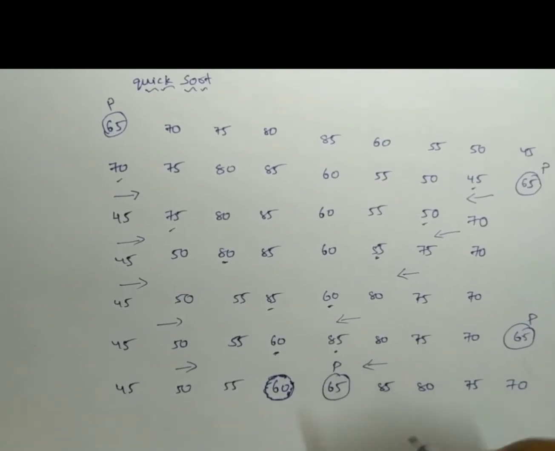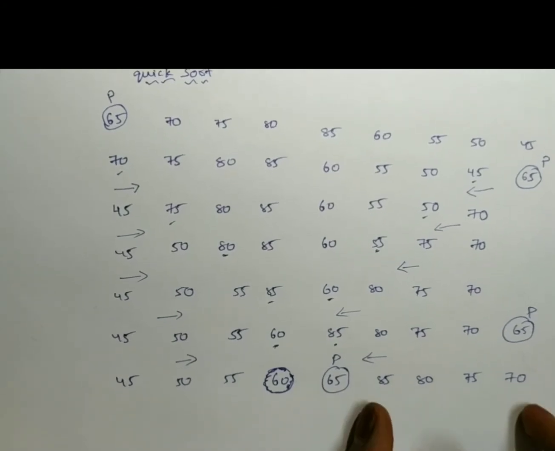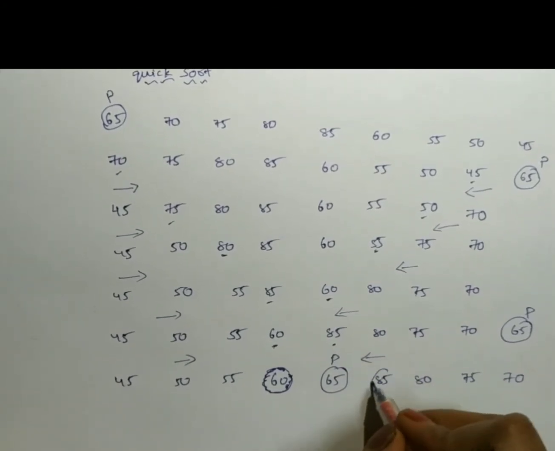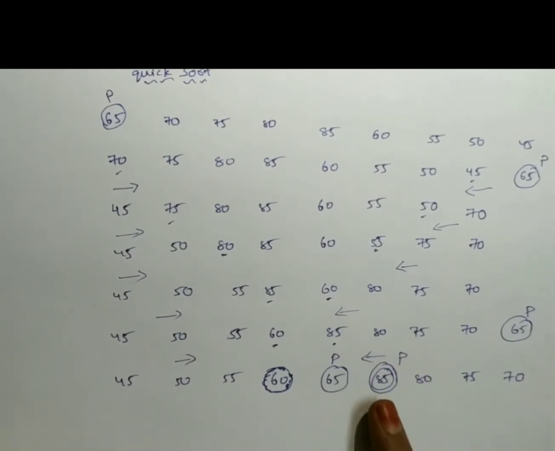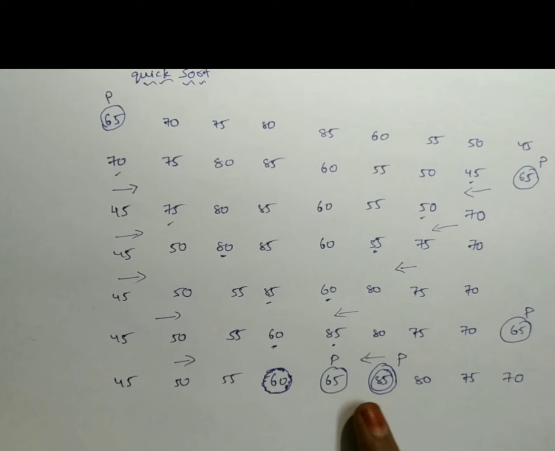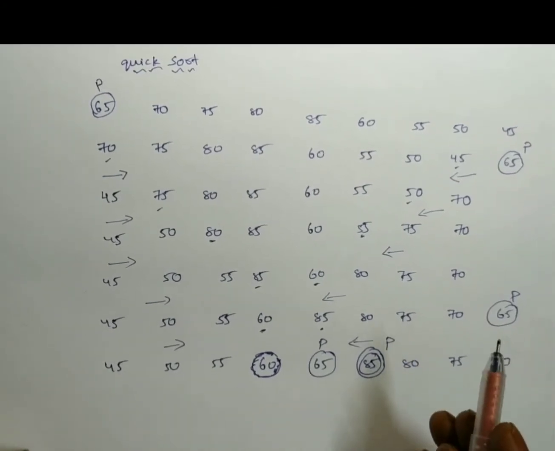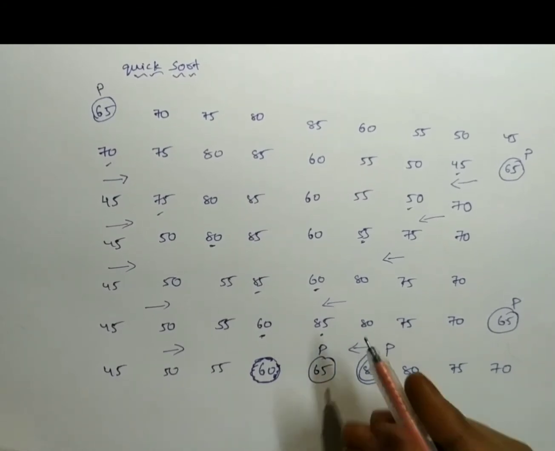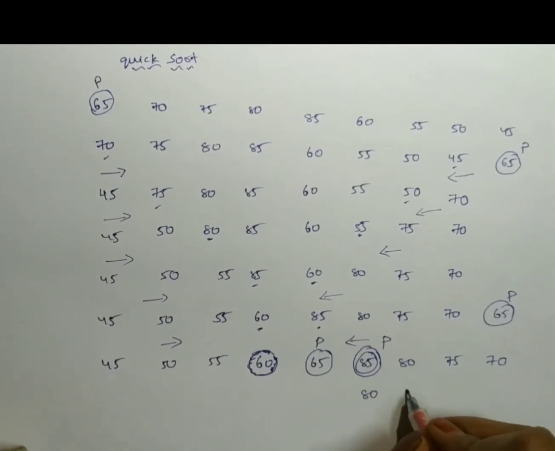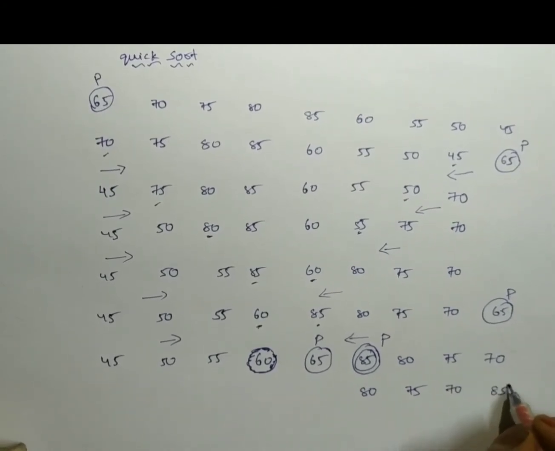Here you need to choose one pivot element in this second sublist. I am choosing 85 as the second pivot element. As I am taking it as the second pivot element, I am marking it with a double circle. Now I am placing this 85 element at the end of the list: 80, 75, 70, 85.